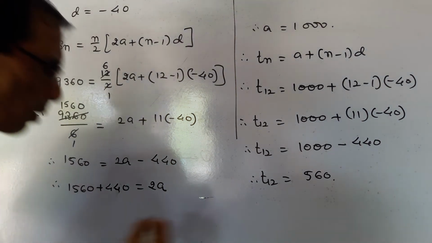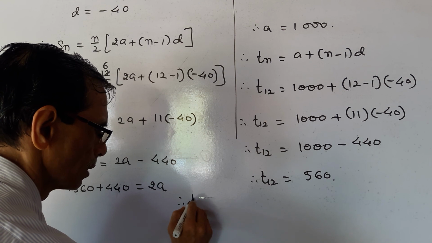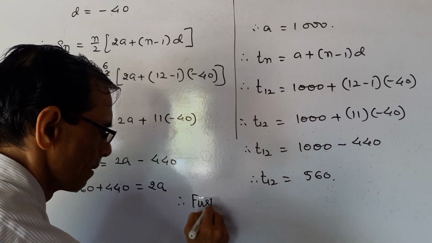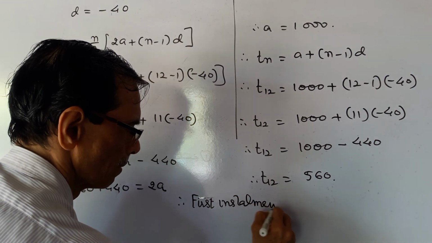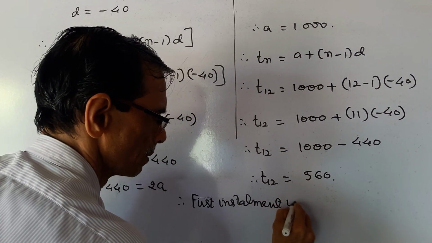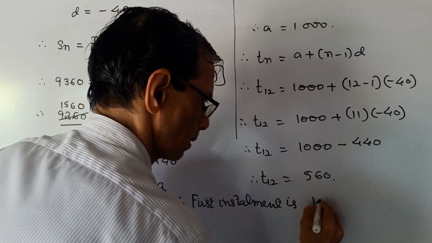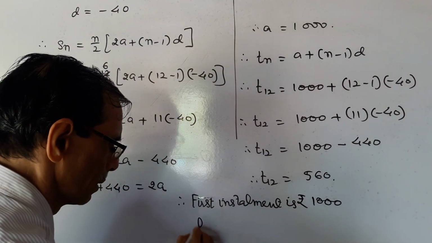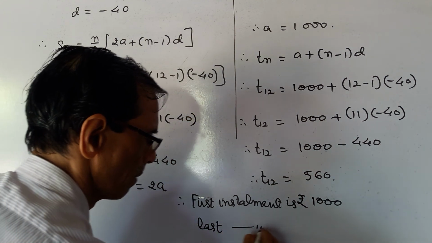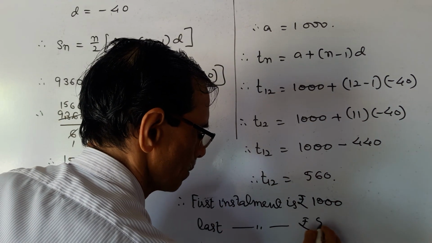And therefore, what are our first and last installments? So here write the answer now. Therefore, the first installment is rupees 1000, and the last installment is rupees 560.